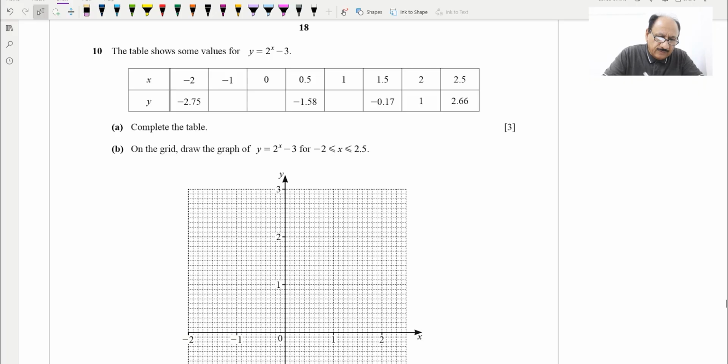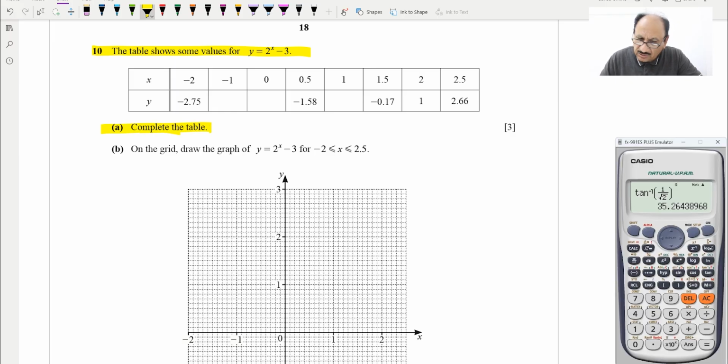Now question number 10. Question 10 says the table shows values for this function. Complete the table. For completing the table, the easiest method is by using a calculator. We'll just type the equation, which is basically 2 raised to the power x minus 3. So this is our equation. We will calculate for minus 2 to check whether we get the correct answer. Calculate for x is equal to minus 2. Our answer should be minus 2.75. So we are getting minus 2.75, correct.